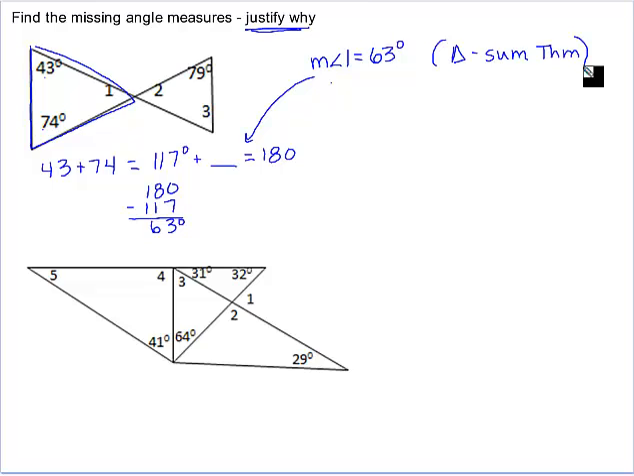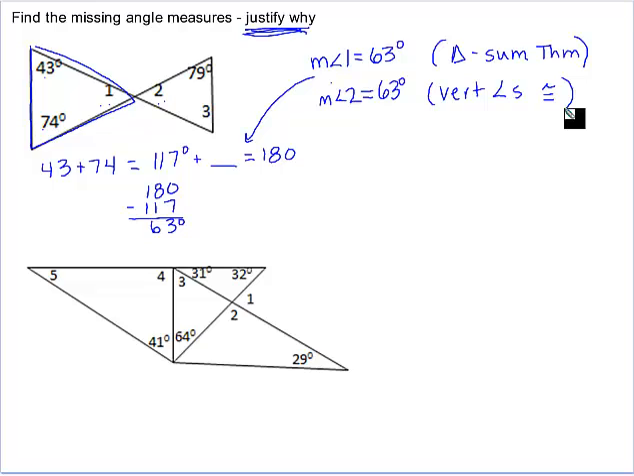Next, let's find the measure of angle 2. Notice angle 1 and angle 2 are directly across from each other. They're vertical, so that must mean that they should be equal. So angle 2 is also 63 degrees. Justify why. Vertical angles are congruent. And that's something we learned a couple units ago.